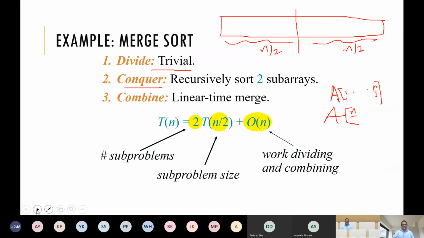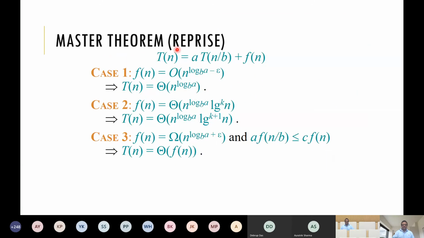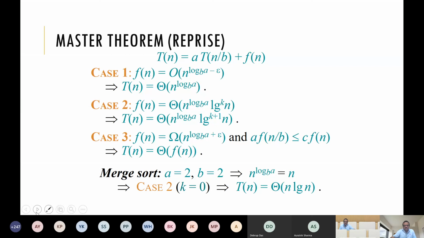Now we will take some examples. Before that, just to recap the master method, because to solve the recurrence we need to use these 3 cases of the master method. The master method form is this. Case 1 is when n^(log_b a) is more than f(n), then the solution is theta(n^(log_b a)). Case 2 is when they are similar or differ by a log factor, then the solution is this. Case 3 is when f(n) is more. Anyway, we have already discussed this in class. And merge sort we have seen is case 2 with k = 0, so the solution is n log n.